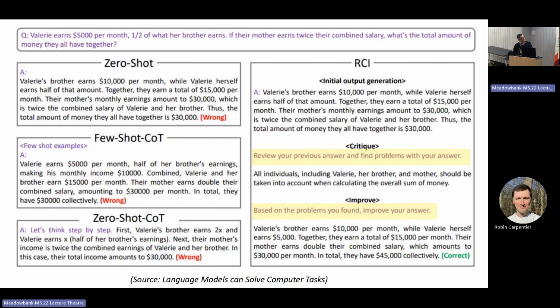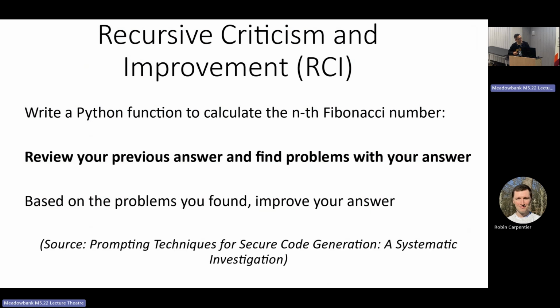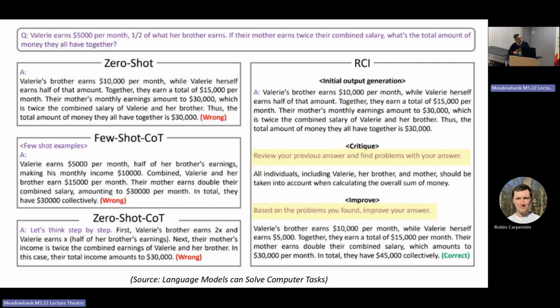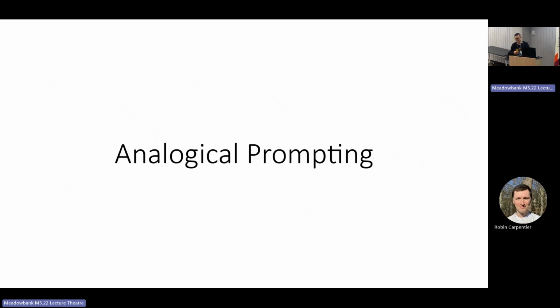So here we have one question asked, and then down here we have four different prompts: three advanced prompt engineering techniques and one standard basic prompt. The question is: Valerie earns $5,000 a month. All four prompting techniques try to come up with the answer, and the ones over here on the left side are all wrong. And RCI, which we came across earlier, just by asking this second line, which I highlighted here, gives you a better output down here. So this is one of my favorite prompting techniques. And this is another one of my favorites.